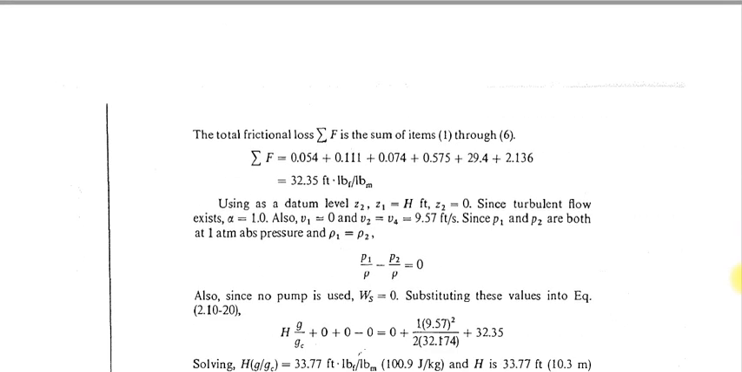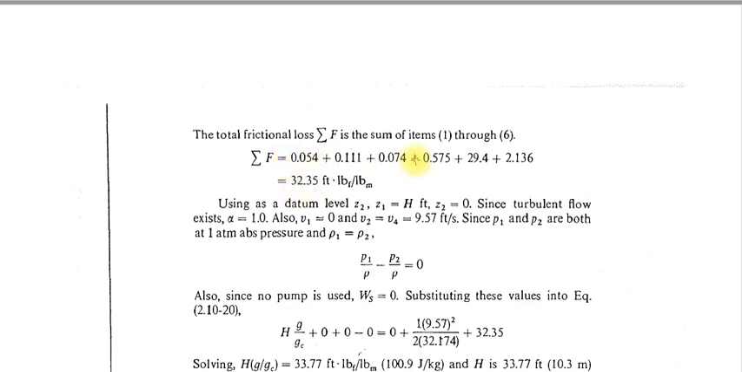The next step is to just add all the values. This is the energy loss due to the sudden contraction in the tank to the 4-inch pipe, this is the energy loss due to the fluid flowing in the 4-inch pipe, this is the energy loss due to the elbow present in the 4-inch pipe, this is the energy loss due to the sudden contraction from the 4-inch pipe to the 2-inch pipe, this is the energy loss due to the fluid flowing in the 2-inch pipe, and this is the energy loss due to the 2 elbows present in the 2-inch pipe. So the overall energy loss will be this much.